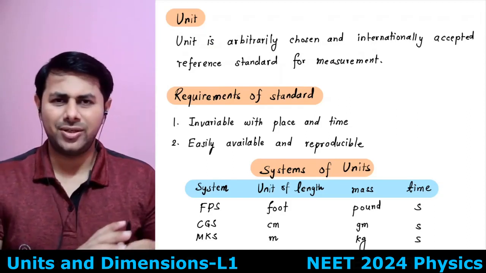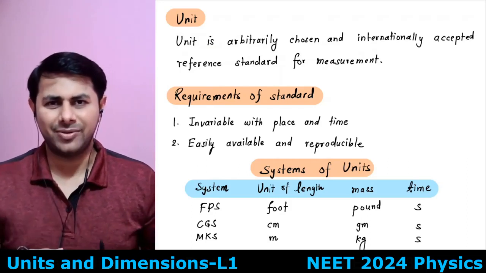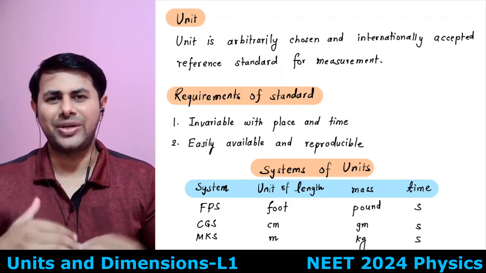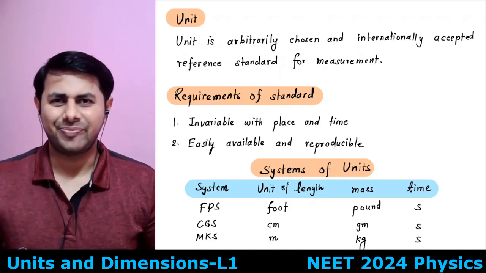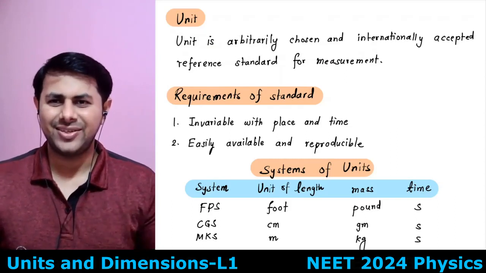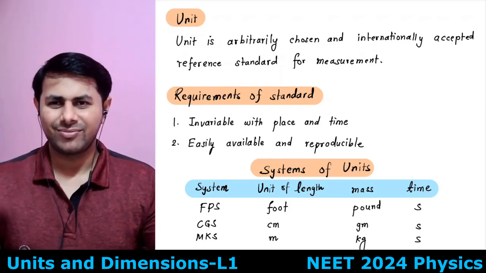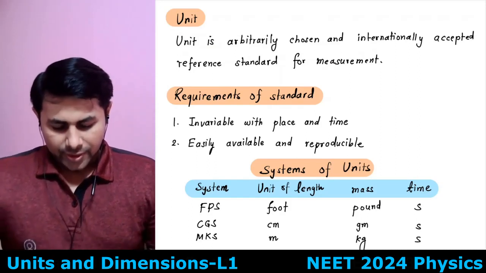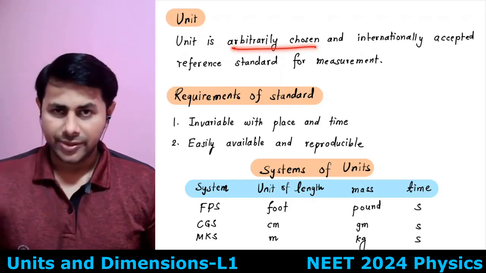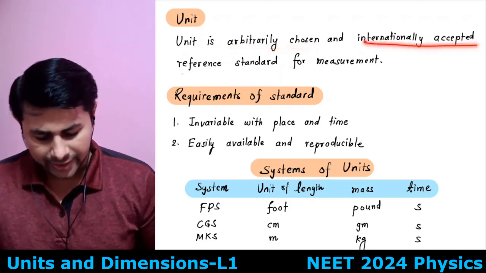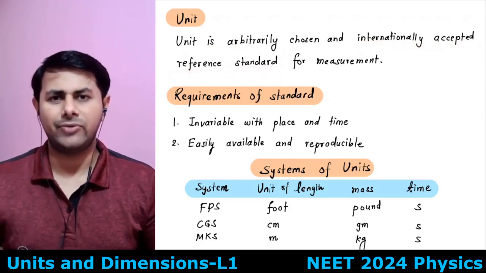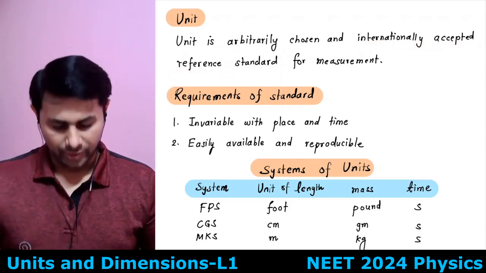So this is a unit. I can use this unit for myself, but I cannot say my height is equal to 22 pens, because everybody else in the world doesn't have this pen. Maybe few people have. So what is a unit? It is an arbitrarily chosen and internationally accepted reference standard for a measurement. And for length, we know it's the meter.